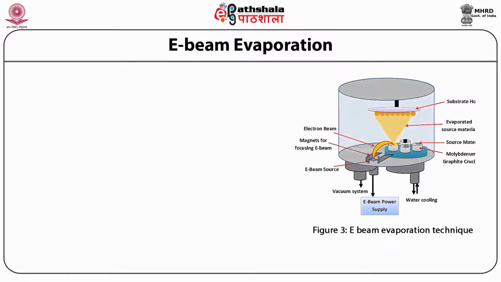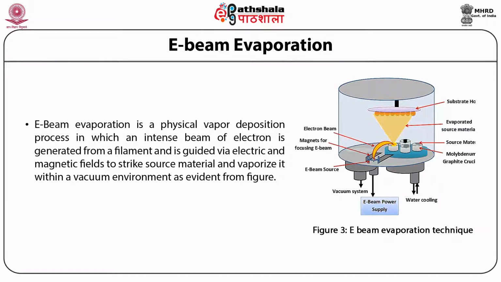So students, let us now discuss the electron beam or E-beam evaporation. E-beam evaporation is a physical vapor deposition process in which an intense beam of electrons is generated from a filament and is guided via electric and magnetic fields to strike the source material and vaporize it within a vacuum environment, as shown in this figure.